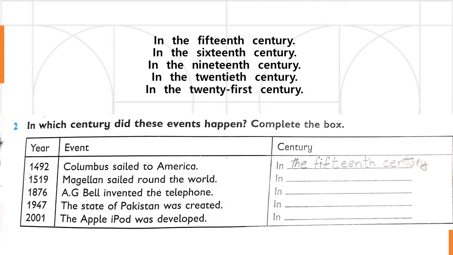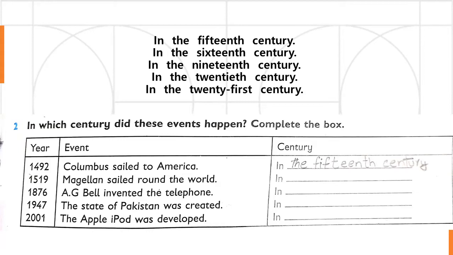1947, the state of Pakistan was created. The century would be the 20th century. 2001, the Apple iPod was developed. It would be the 21st century. You can fill this in the book, like example 1 is filled in this picture.